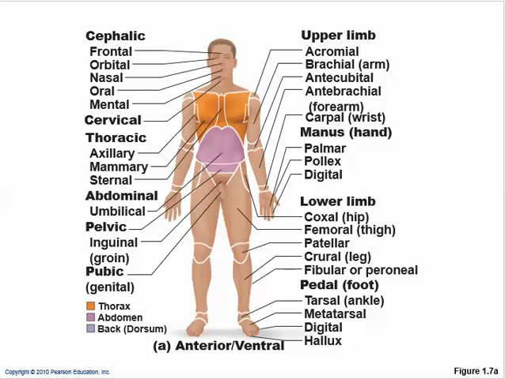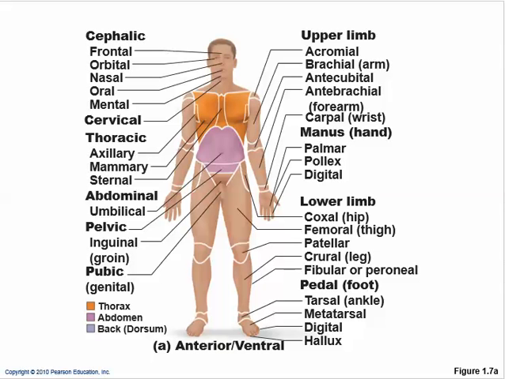The thorax is your chest. Everything above the diaphragm is thoracic. Now, along the sternum is the sternal region, breasts and chest area is mammary, armpits or axilla, the axillary region. Your abdominal region is your abdomen. The umbilical is around your belly button, and the abdomen actually gets divided into other regions, and we'll talk about that in a minute.